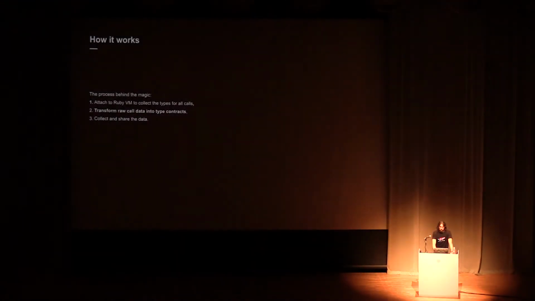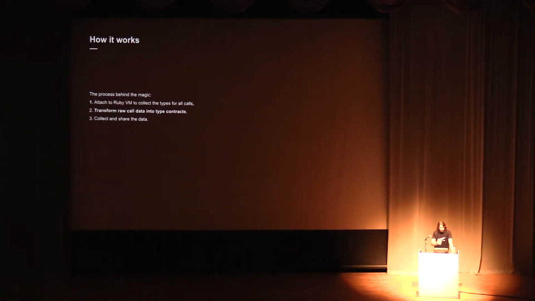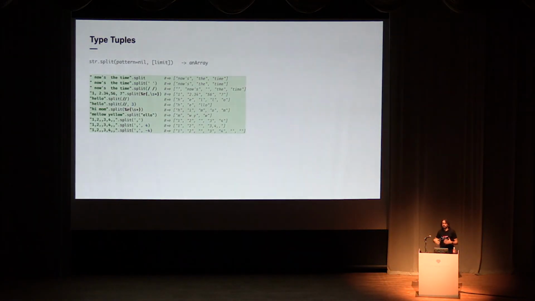OK, so we'll move to the second stage, which is transforming this raw data to type contracts. Why do we need to do this? Because there is so much raw data that we couldn't store it, and we couldn't process it, and we couldn't use it effectively. Let's look at the split method of string.